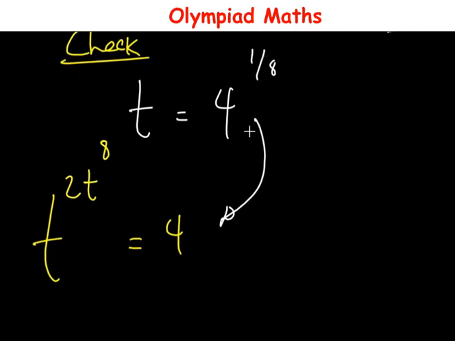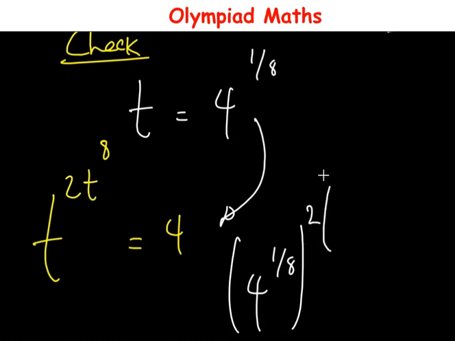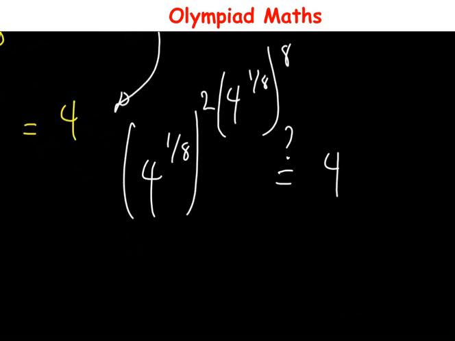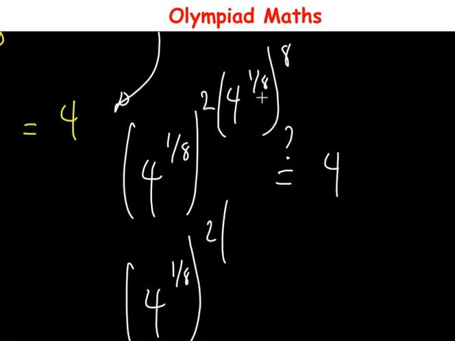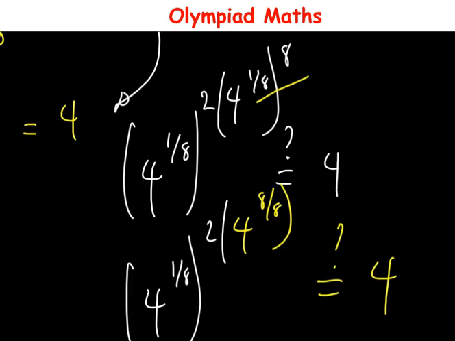t is 4 raised to power 1 over 8. This becomes, in brackets, 4 raised to power 1 over 8, then all raised to power 2 multiplied by t, which is 4 raised to power 1 over 8, then power of 8. Does this equal 4? So with this, we have in brackets 4 raised to power 1 over 8, then multiplied by power 2. From here, power 1 over 8 will multiply 8. 1 times 8 is 8 over 8. So we have 4 raised to power 8 over 8, does this equal 4?